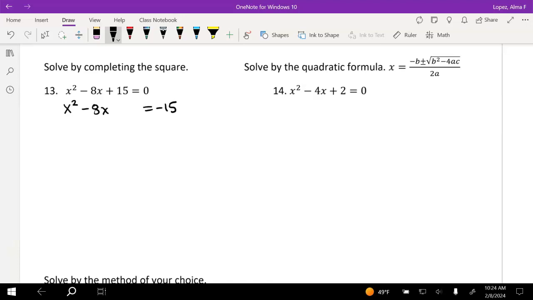Step 3, get a 1 in front of the x squared term. Done. So we keep going. Then step 4, find 1/2 of the middle term coefficient. Well, 1/2 of negative 8 is negative 4. Step 5, take that number you just found, square it, and add it once on the right side and once on the left side.